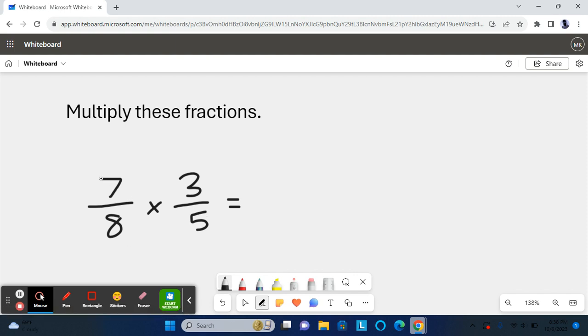So let's take this, 7/8 times 3/5. First, we have to multiply the numerators. 7 times 3, that's 21. And then you multiply the denominators. 8 times 5, that's 40. And we cannot simplify this fraction any further, so our answer is 21 over 40. Let's move on to the next problem.